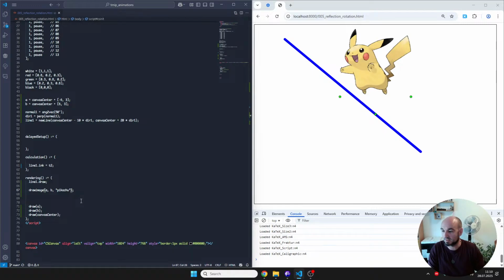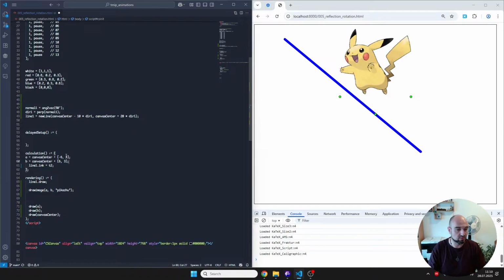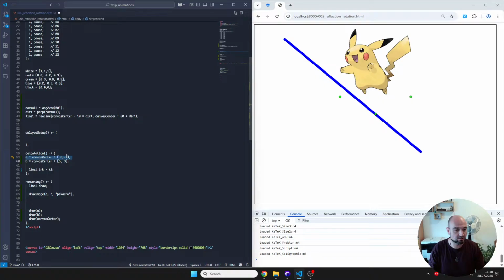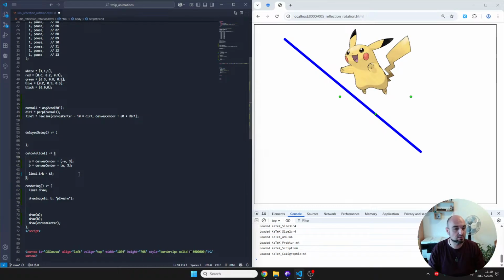So how do I want to make the Pikachu appear? By animating A and B probably, right? So let's do that very lazily here in our calculations. We want to have this one. So we want to have, let's call it W. W should move from 0 to 6 by is out back.